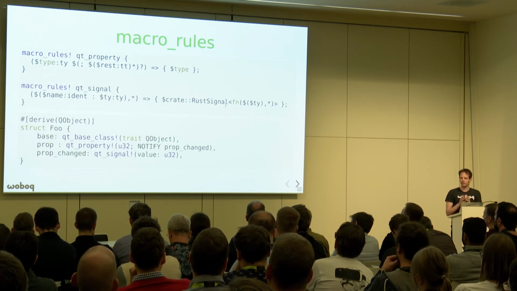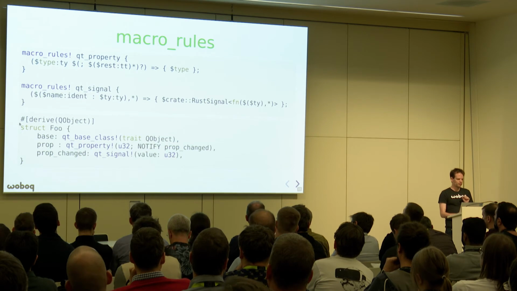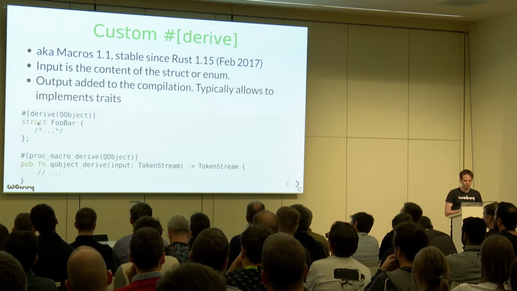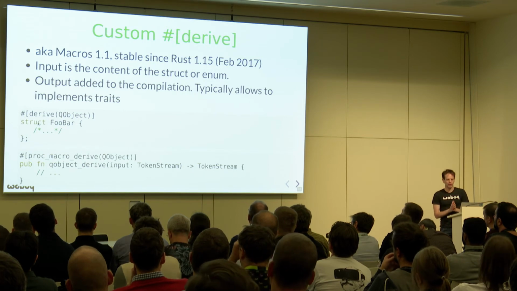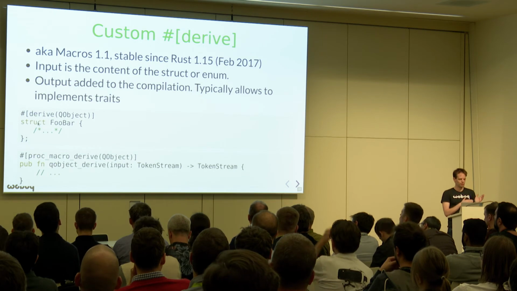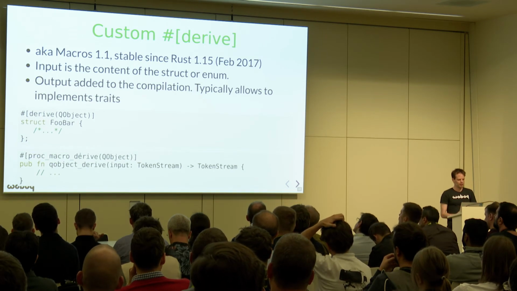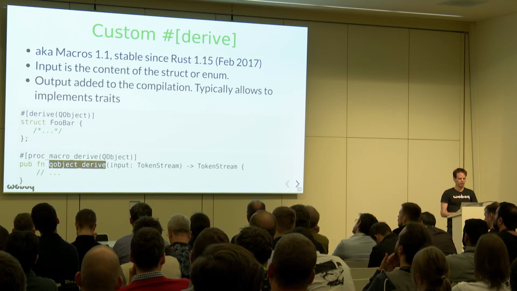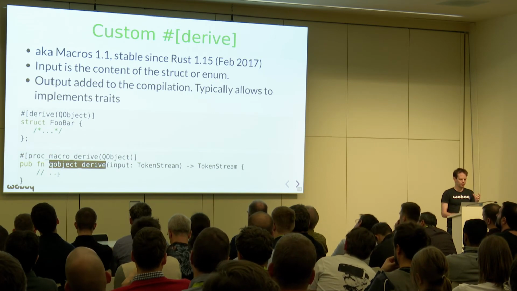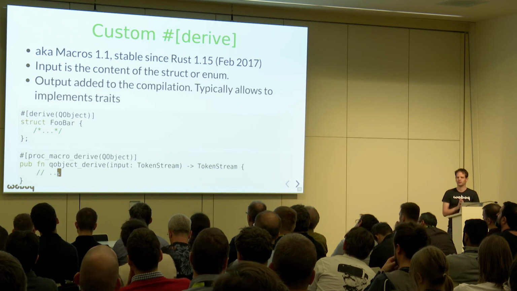But this is not really how the meta object is constructed. The meta object is constructed via this derive keyword. So custom derives is another kind. It's called a proc macro derive. That's basically where the whole QMetaObject creation is done.